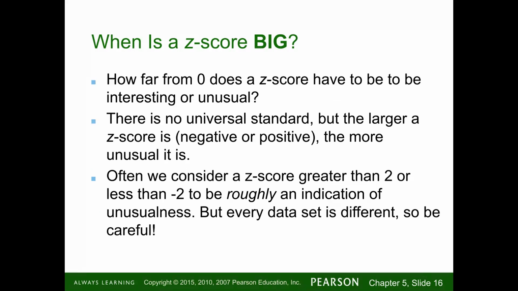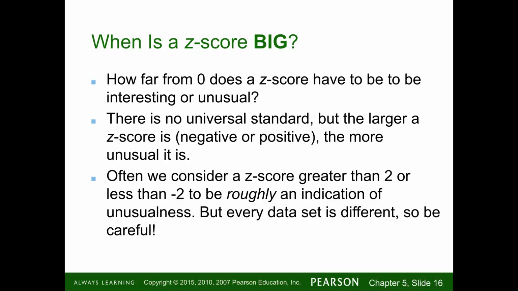How far from 0 does a Z-score have to be to be interesting or unusual? I'm going to jump ahead. It's usually 3. Plus or minus 3 covers almost all, about 99.7% of most normally distributed data sets, within plus or minus 3 standard deviations. That's the empirical rule. I'll tell you that later. So there is no universal standard, but the larger the Z-score, whether negative or positive, the more unusual it is. That means you're further away from the center.